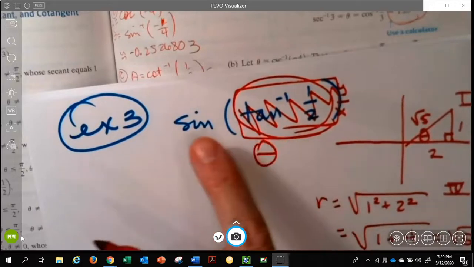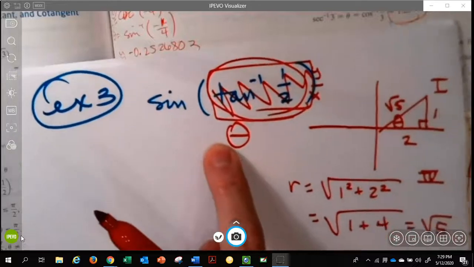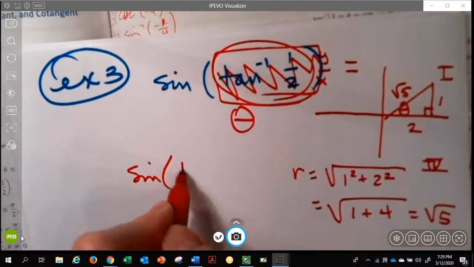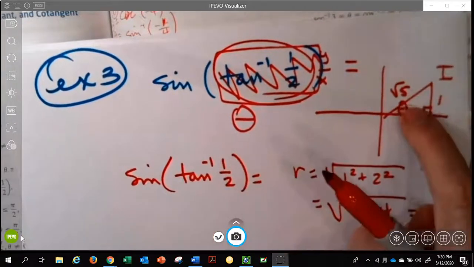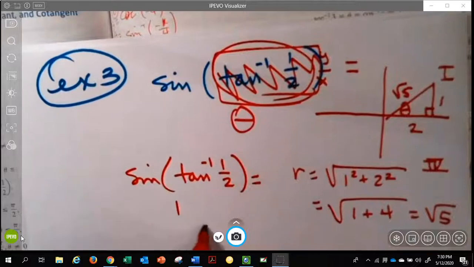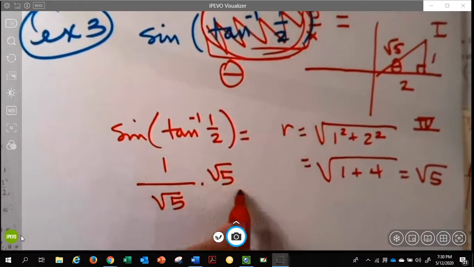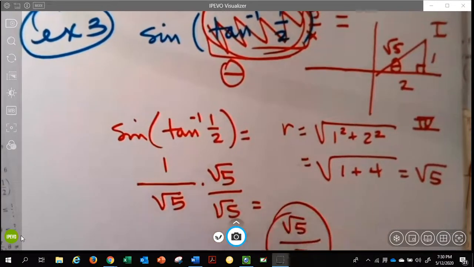So now I'm literally going to back my way out and say, well, then what's the sine of that theta? Well, glad you asked. So here we go. The sine of the inverse tangent of 1/2. What is the sine of this over here? It is opposite over hypotenuse. Oh, can't leave it like that. Got to rationalize, and so we're getting square root of 5 over 5.